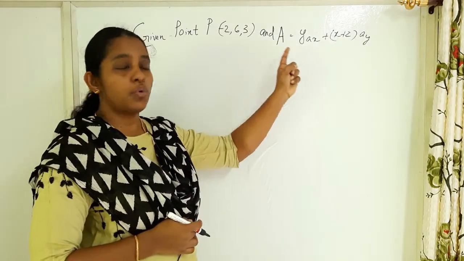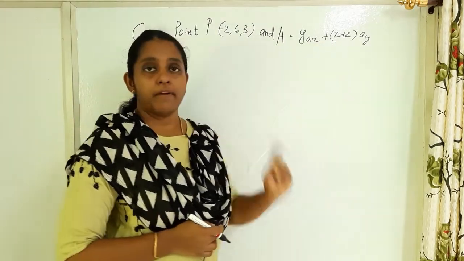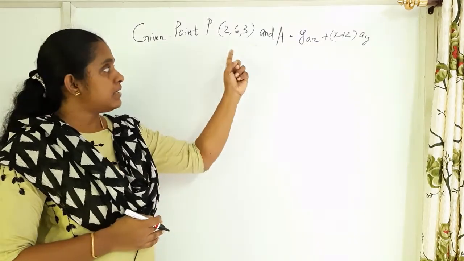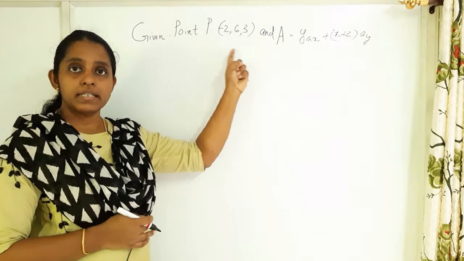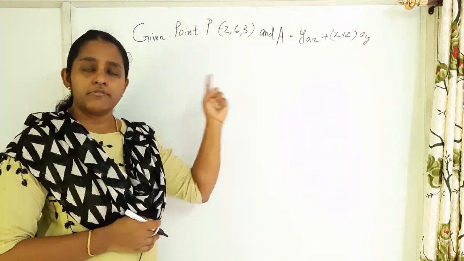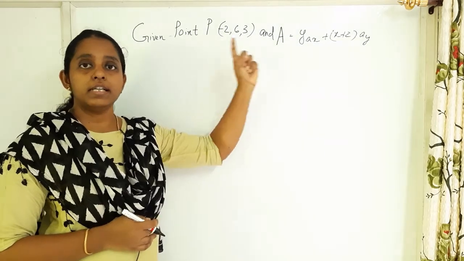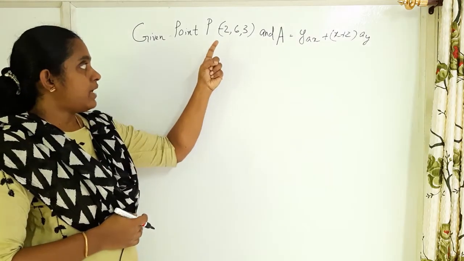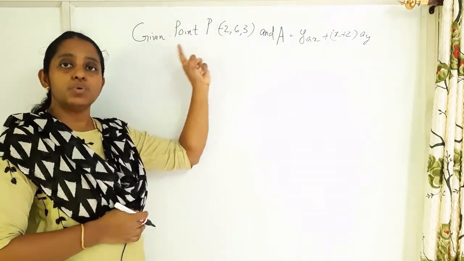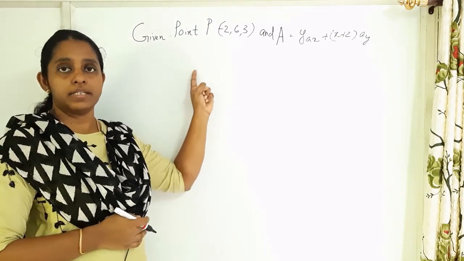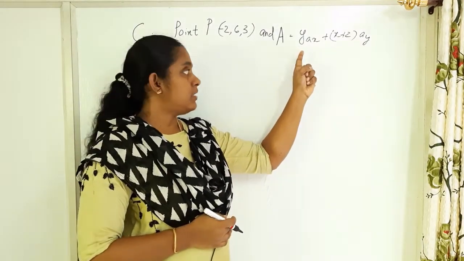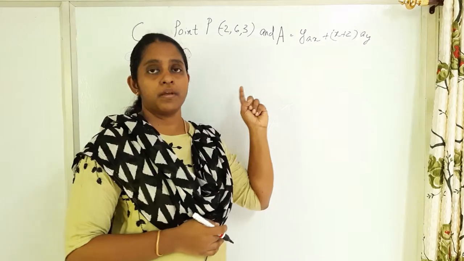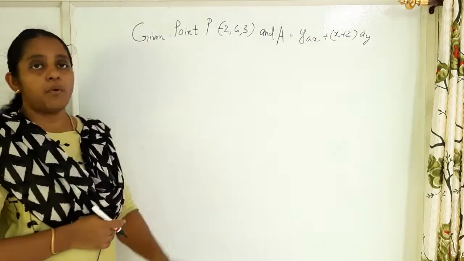The vector at this point is given as A = y ax + (x + z) ay. From the question we have to identify that this is in the Cartesian system. So we have to convert this point and this vector from the Cartesian system into the cylindrical and spherical systems. First we convert the point into cylindrical and spherical coordinates, and next we convert the vector into the spherical and cylindrical systems. Clear? So first we convert this point P.